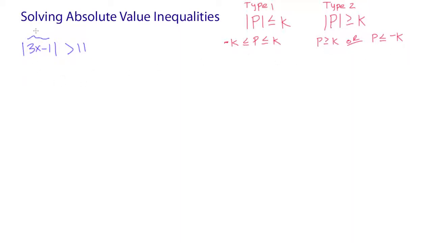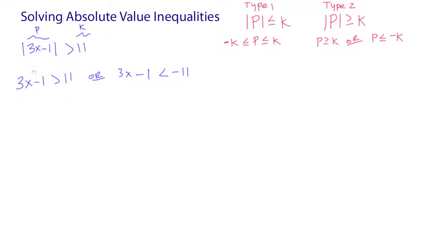So here, this is P, and this is K. So we're going to write it out. 3x minus 1 is greater than 11. That's the first part. Or 3x minus 1, switch the inequality, and then the negative. Okay, let's write it nicer here. Negative 11.